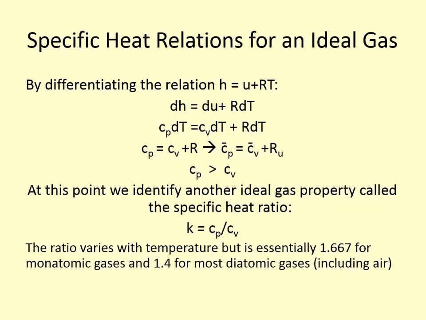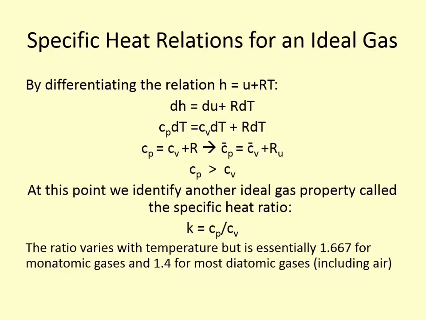And we can identify another property called the specific heat ratio, k, which is C sub P over C sub V. And this varies a bit with temperature. Well, not a lot. But for monatomic gases, this ratio between the two specific heats is fairly constant. So this comes in handy as we start normalizing substances and say, okay, I don't know specifically what C sub P or C sub V is, but I know that the ratio between the two should be about 1.667 for monatomic gas, and then 1.4 for most diatomic gases.